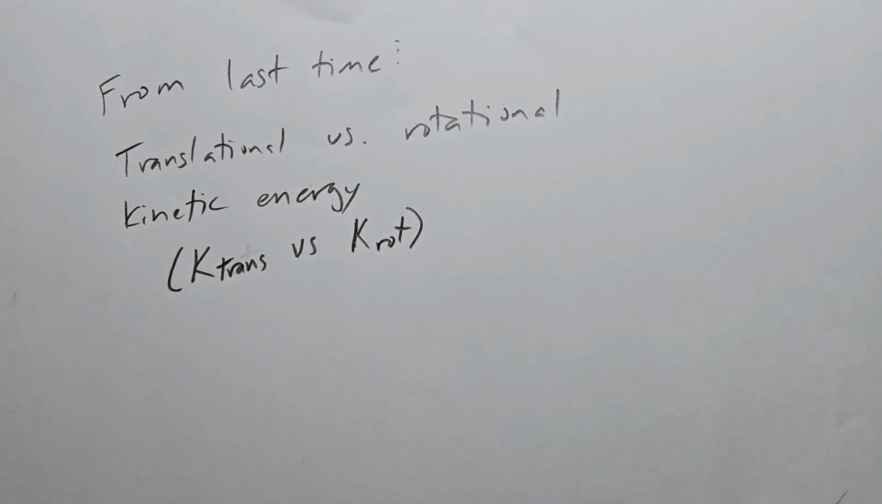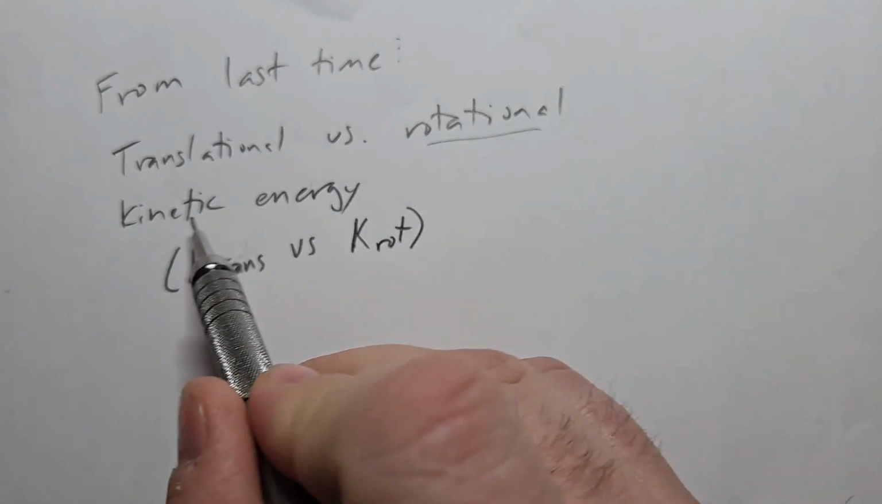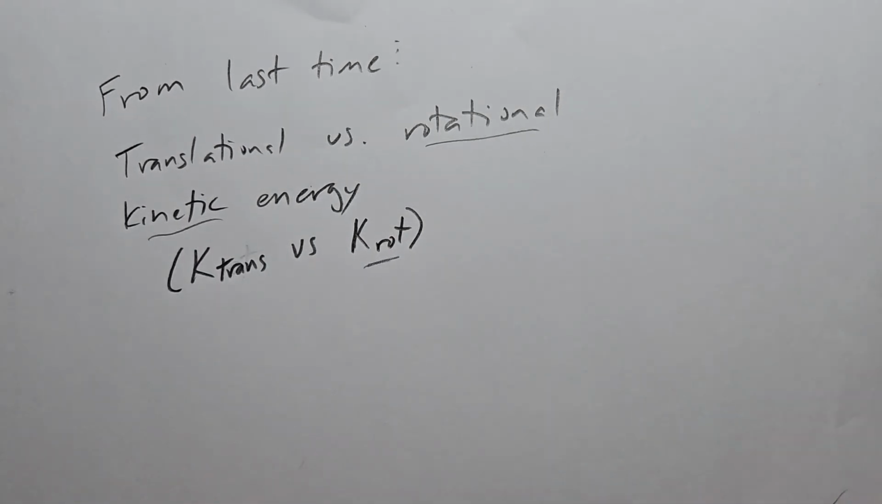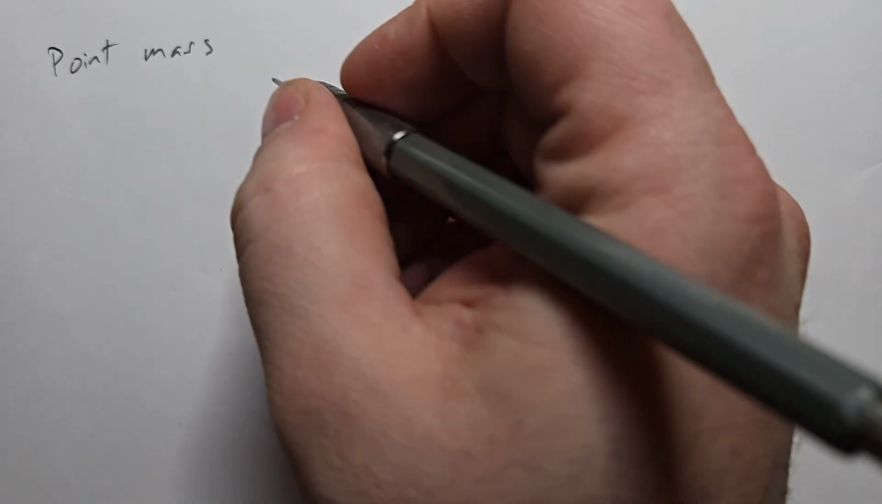So we want to try to figure out an equation for our rotational kinetic energy, K rot. So let's talk about how to do that. We're going to start off with the simplest possible situation. Imagine we have a point mass that is rotating around an axis.